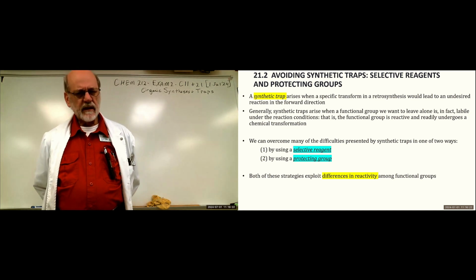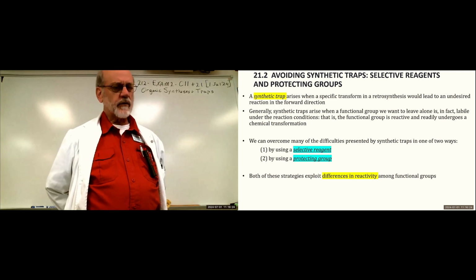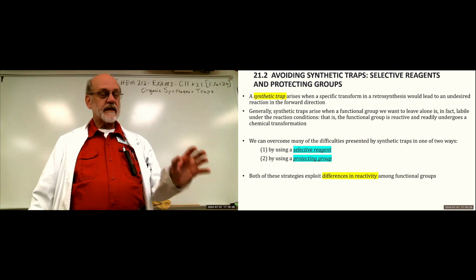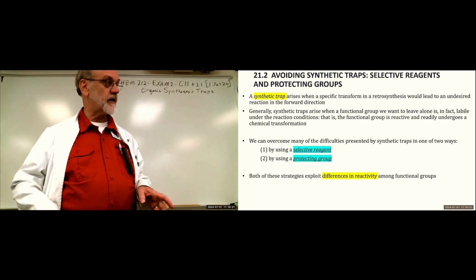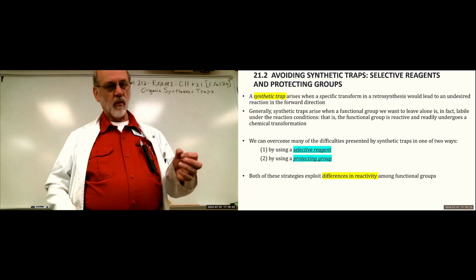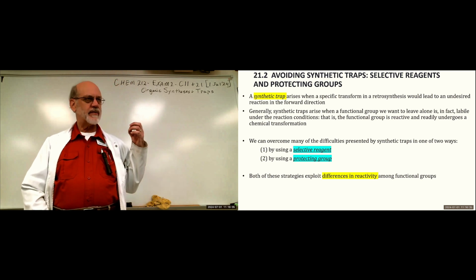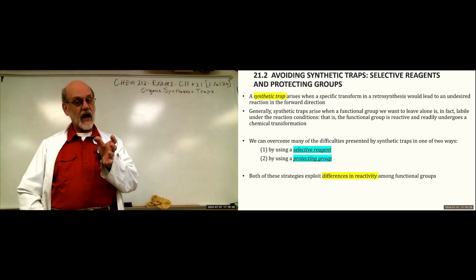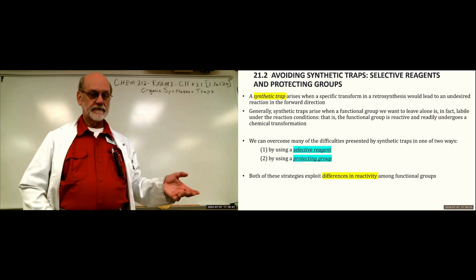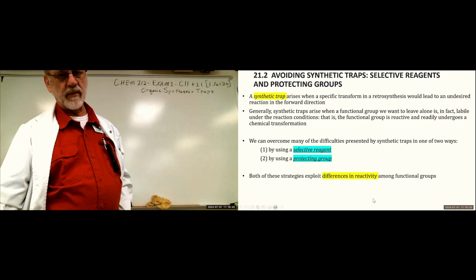Now, if you're selecting a different reagent, you're selecting a reagent based upon differences in reactivity among the functional groups. So one reagent might be reactive with one of your desirable functional groups and not so reactive with the other. That's one way around the problem.